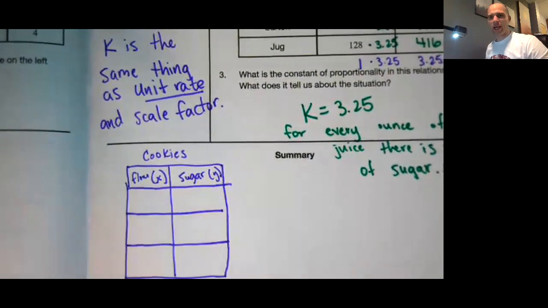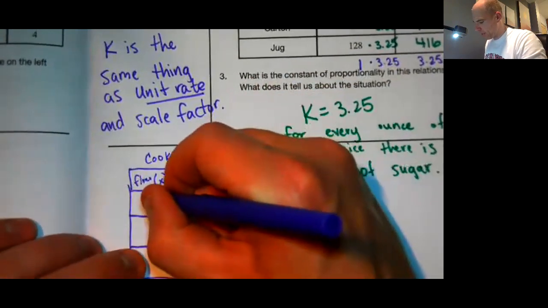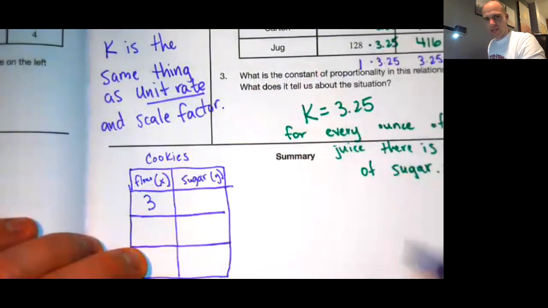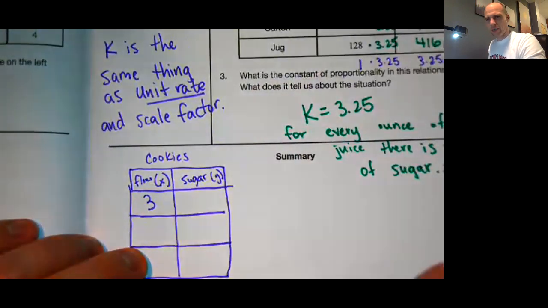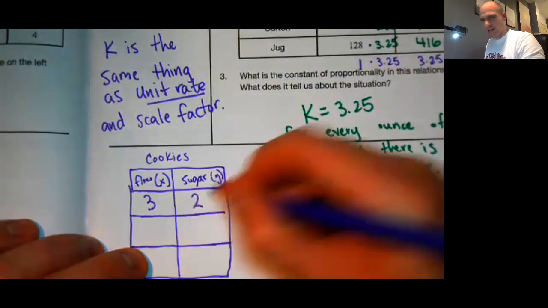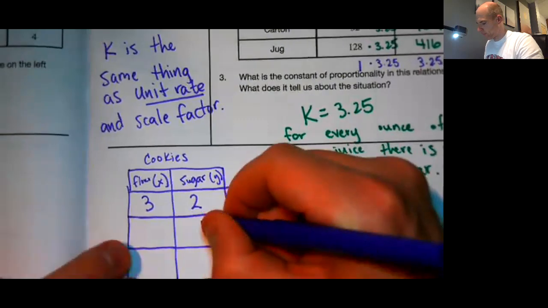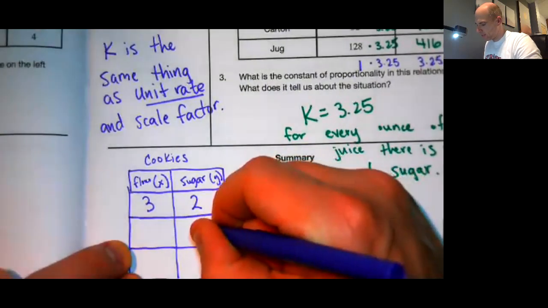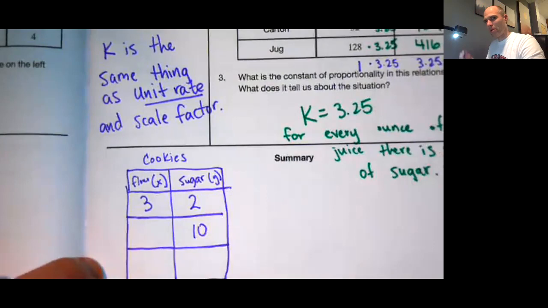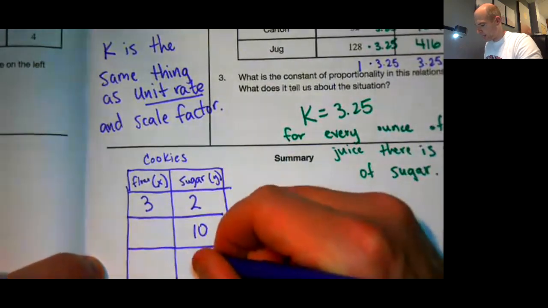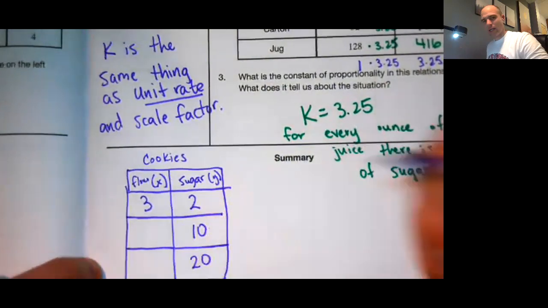Okay, so maybe when I'm making a batch of chocolate chip cookies, I use maybe 3 cups of flour and 2 cups of sugar. I think that's kind of normal. All right, so pretty simple ratio, 3 to 2, right? Well, what if I wanted to make a big old batch that contained maybe 10 cups of sugar, or maybe even a Mondo batch that contained 20 cups of sugar.